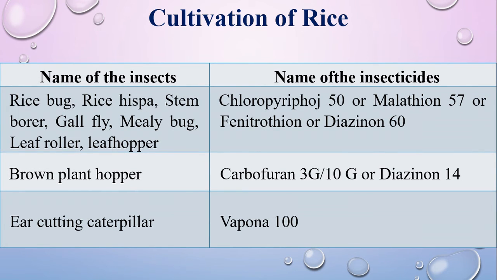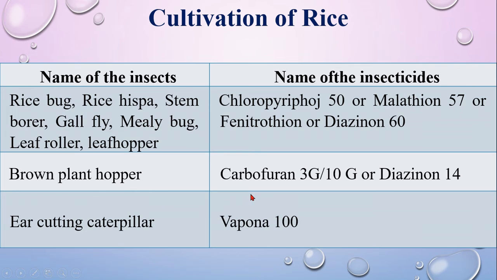If insects attack, you have to apply some insecticide. These are the names of some insecticides and the insects. If rice bug, rice spy, stem borer moth, gall fly, mealybug, leaf roller or leaf hopper attack, at that time you have to apply chlorpyrifos 50 or malathion 57 or fenitrothion or diazinon 60. You can buy this type of insecticide in the market as well. This is available in the market.